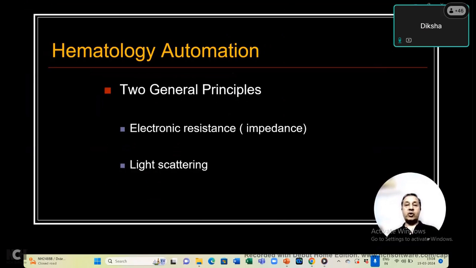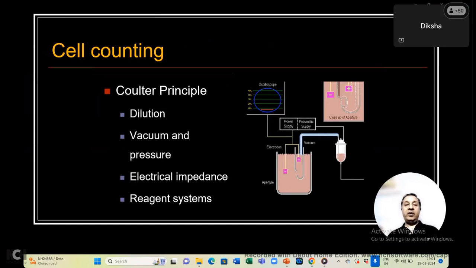So if we look at hematology automation today, it is primarily based on two general principles: electric impedance or electronic resistance, and light scatter properties. The primary principle of cell counting is based on what is called the Coulter principle.